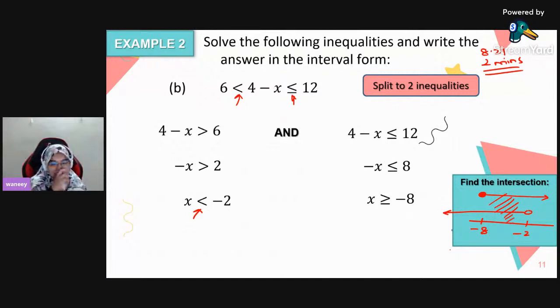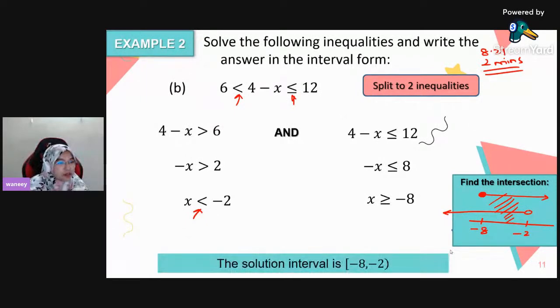So the answer for this is negative 8 up until negative 2. But be extra careful with your solution interval. You should write down the square bracket at negative 8 because we are including negative 8. But a simple bracket or an open bracket at negative 2 because we are not going to include negative 2.